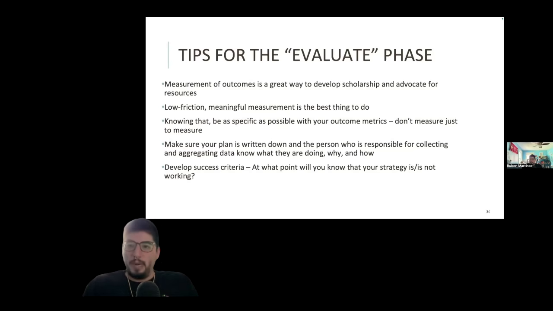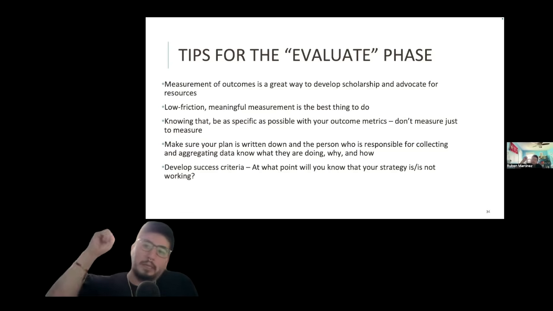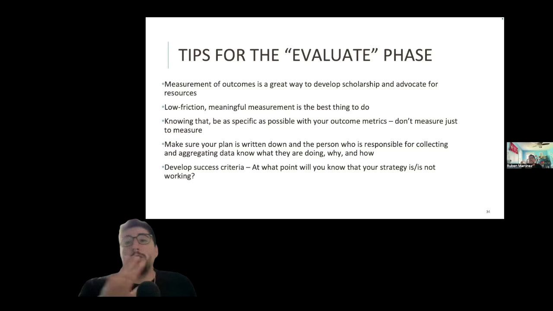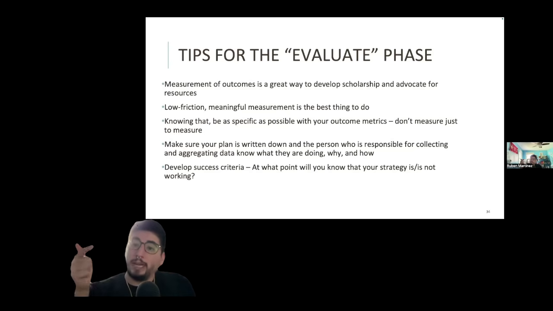Don't measure just to measure. Sometimes when you first start, it can be easy to say, we're going to measure acceptability and appropriateness and adoption and this and that. Just pick the one or two things that are most important for showing that this thing worked and for advancing the resources that you need to implement this at scale or at a larger level.